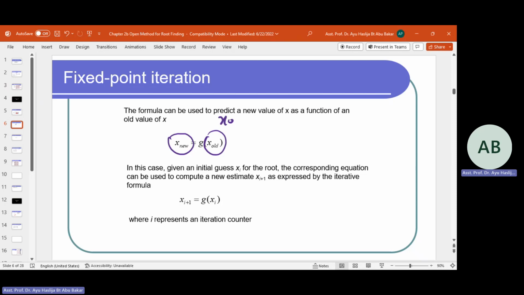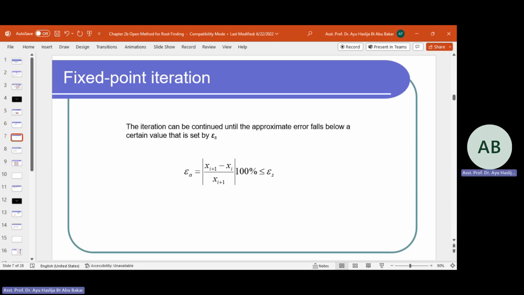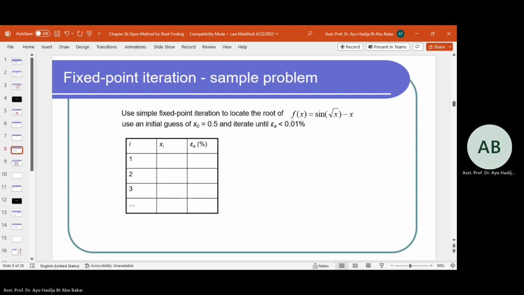Okay, this one is still iteration method. Okay, doing iteration method and check with the EA until you get the correct EA. Okay, clear? EA, as usual, this is the equation.